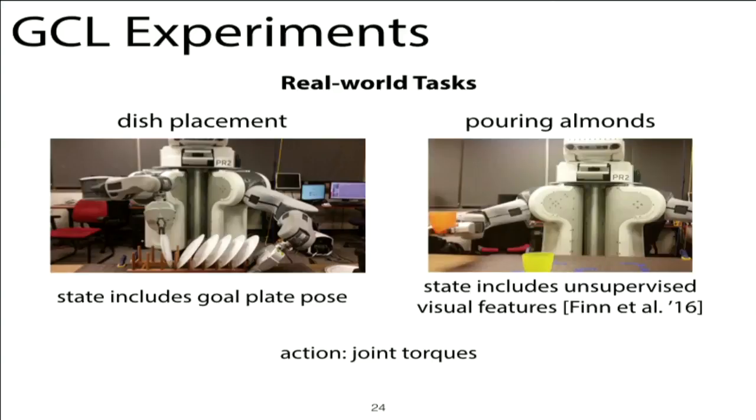And the second task was to try and pour almonds from one cup to another. The reason why we didn't do water is because this is not a waterproof robot, and so if you put water near the robot, then bad things will happen. And in this case, the state X, the input to the cost function, included unsupervised visual features that were learned with an autoencoder. Actually, the spatial autoencoder that you heard about a couple lectures ago. And then the action in this case was joint torques. So with joint torques and with these sorts of things, we really don't know the dynamics, and so this sort of method is needed.